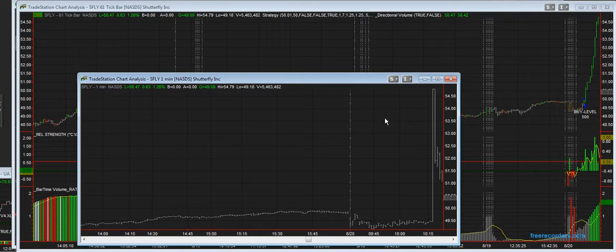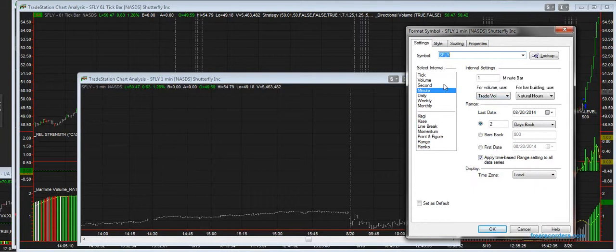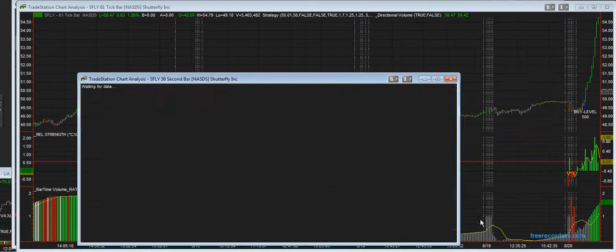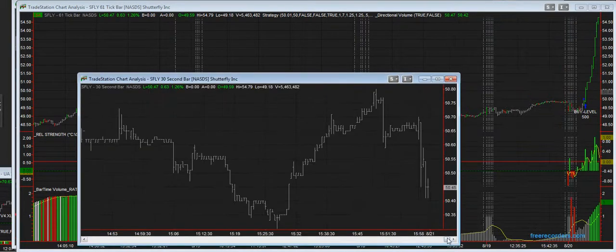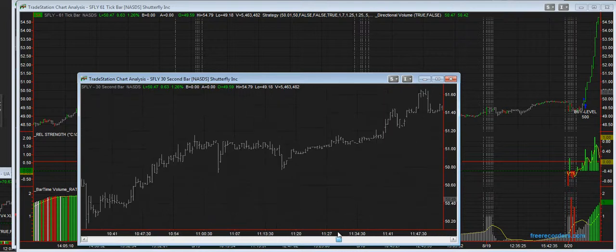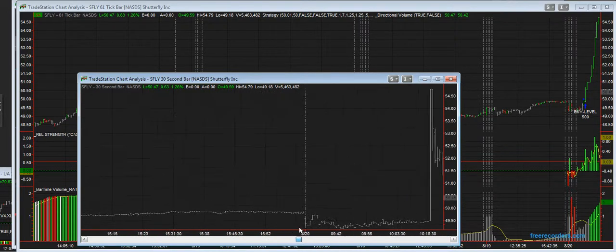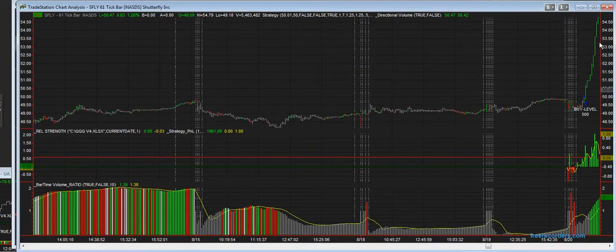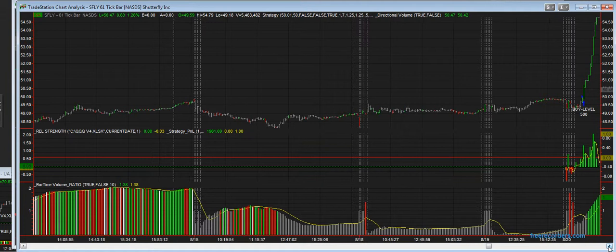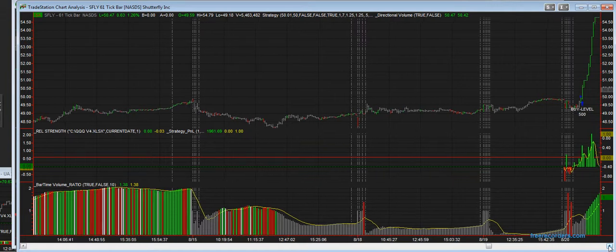So even if you break this down to a 30-second chart, which you're able to do here, it still looks pretty much the same way. There you go. Look at that. It's just a spike up and basically comes right back in. And again, that's one of the reasons why I have my algorithms on a tick chart for this purpose.